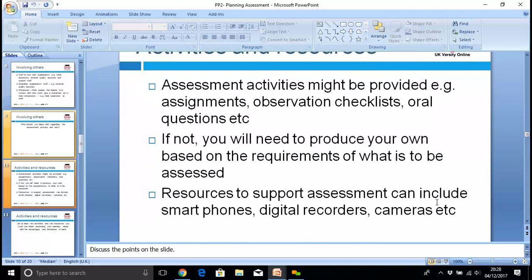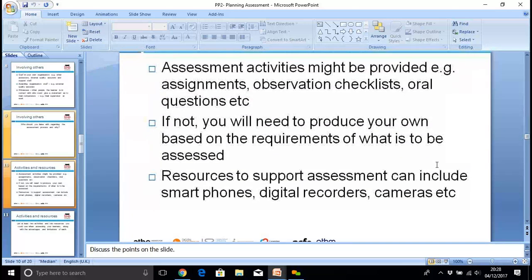Any resources that support assessment can include smartphones, digital recorders, cameras, etc. Quite often, certainly in the construction trade, pictures are taken on a regular basis. Because of the situation, it may be that that's the only way you can gather the evidence.